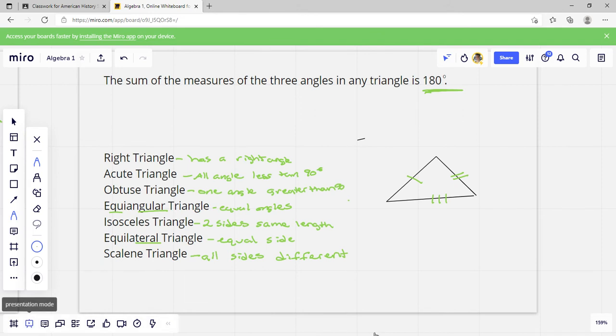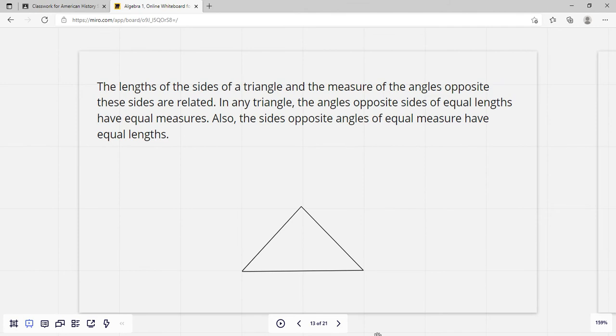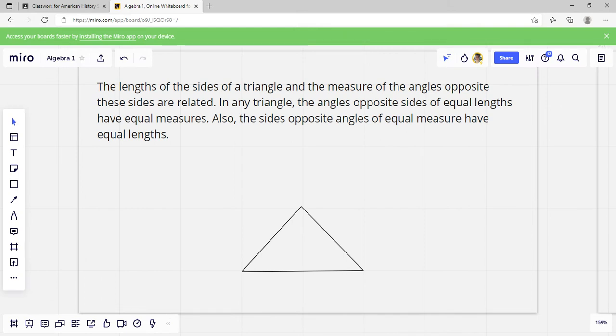Okay, all sides are different. The lengths of the sides of a triangle and the measure of the angles opposite these sides are related. In any triangle, the angles opposite the sides of equal lengths have equal measure. Also, the other way around, the sides opposite the angles of equal measure have equal length. So what that means is that this angle relates to its opposite side, which will be here, okay? And then this angle is going to relate to its opposite side, which would be that one.